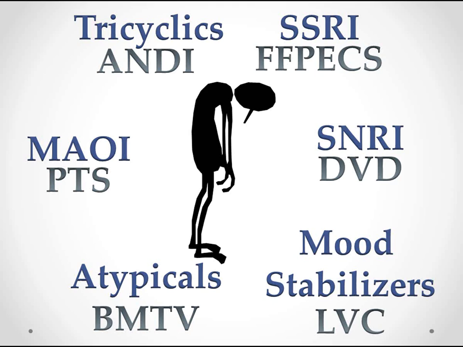And then the mood stabilizers, I don't have a mnemonic for this. LVC, that's going to stand for lithium, valproate, and carbamazepine. I think we could probably add lamotrigine in there too. But we're really only going to talk about 4 of these categories today: tricyclics, SSRIs, the MAOIs, and the atypicals.